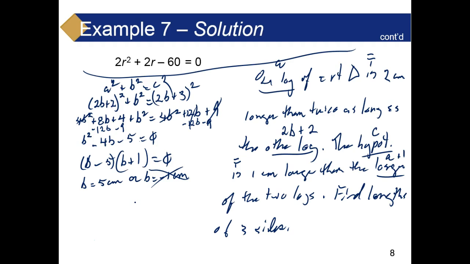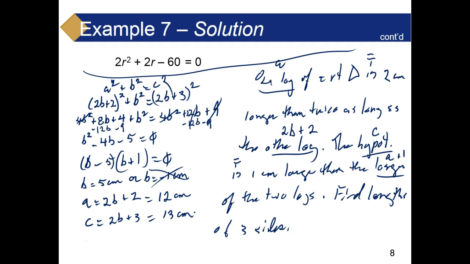Now we have to go back and get our other two, and I erased them. Sorry about that. One of these was a is equal to 2b plus 2. So what does that give us? 12 centimeters. And c was equal to, remember it was 2b plus 3. And that was going to be one more than that. Help me, help me. 13 centimeters.